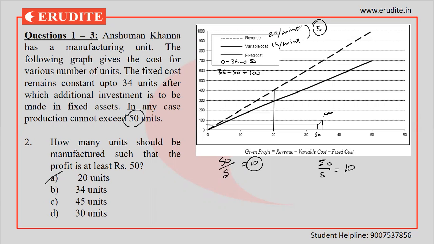At 20 unit production, total revenue will be 400. It's here. And total variable cost will be 300. Fixed cost is 50. So total cost, variable plus fixed, 300 plus 50, 350. Total revenue, 400. Yes, there is 50 rupees profit. Next.